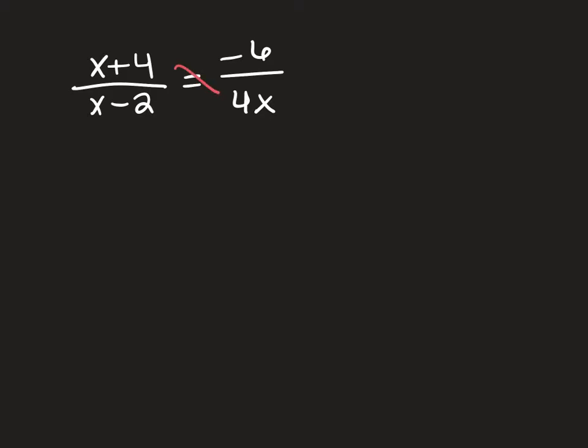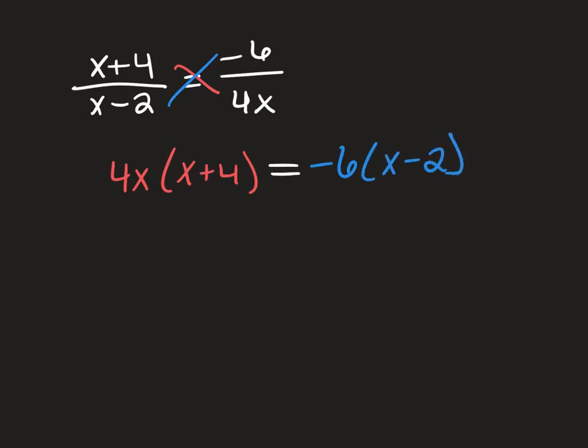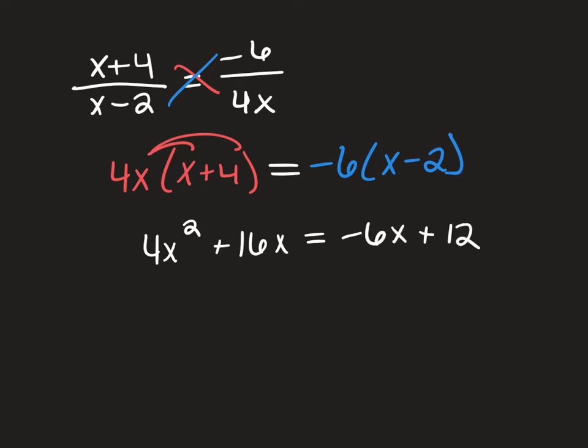All right, number 16. So these are the ones where we end up with some quadratic equations to solve. So again, we are cross multiplying. So we get 4x times x plus 4 is equal to negative 6 times x minus 2. So distribute, which would give us 4x squared plus 16x is equal to negative 6x plus 12. So we want to set it equal to 0.